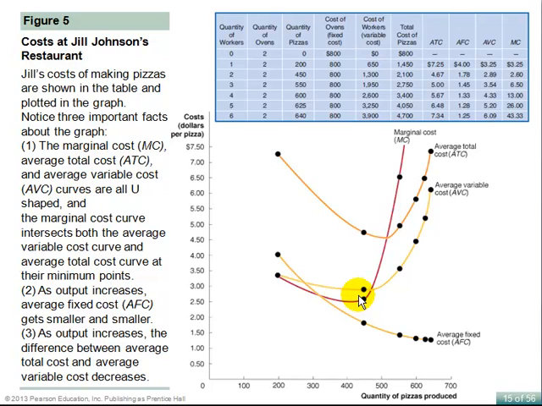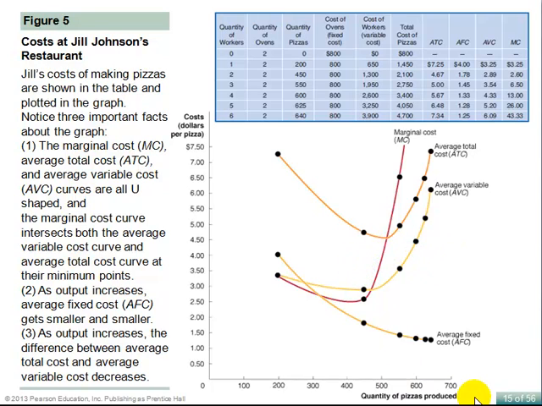Second, as output increases, average fixed cost gets smaller and smaller. This happens because in calculating average fixed cost, we are dividing something that gets larger and larger, output, into something that remains constant, fixed cost. See, fixed cost is here. Firms often refer to this process of lowering average fixed cost by selling more output as spreading the overhead.